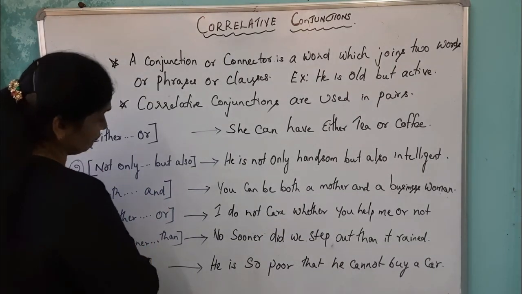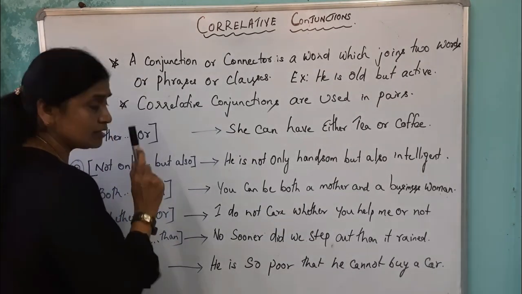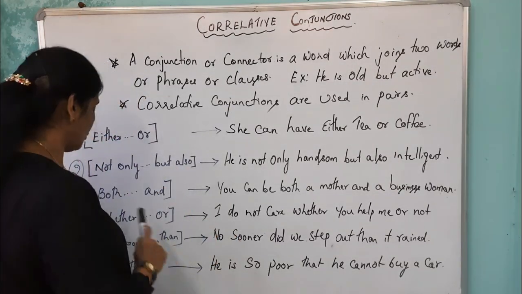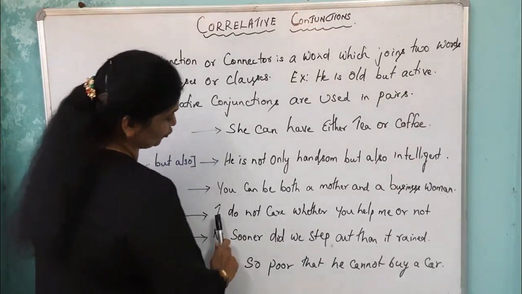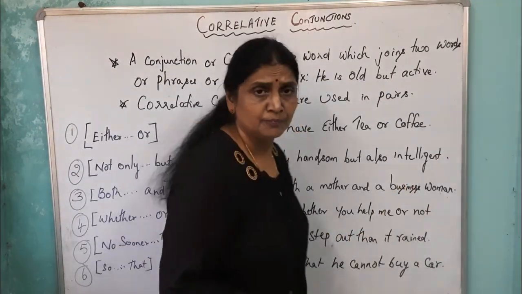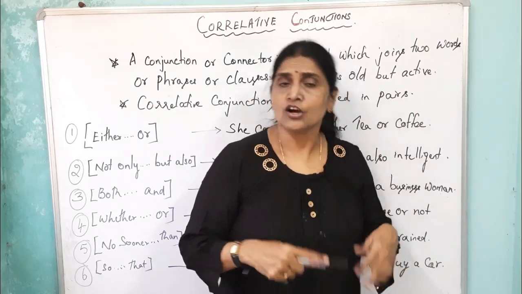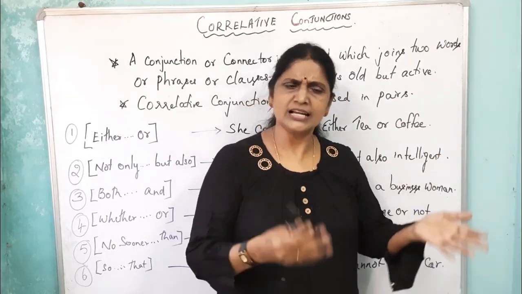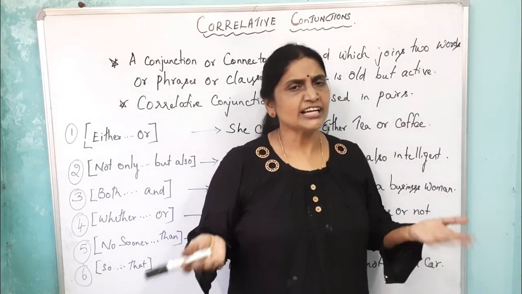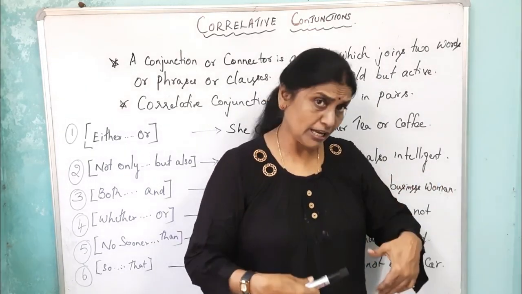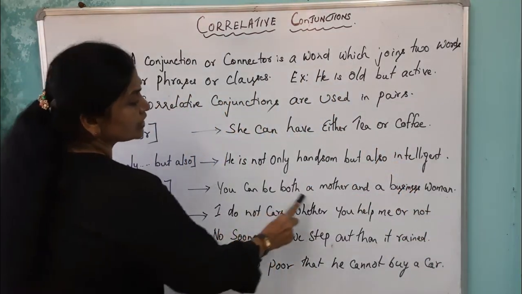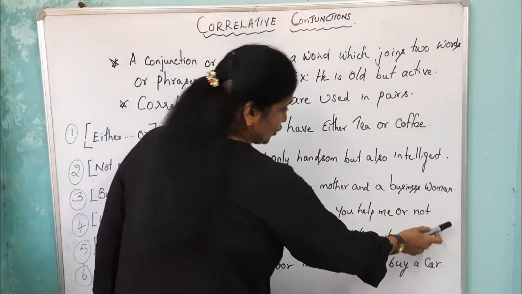Now next one, whether or. Whether or, O-R, not A-R-E, it is O-R. The example I've given you is, I do not care whether you help me or not. This or that. If you don't help me also, okay. If you help me also, okay. I don't require your help, but if you are willing to help me, fine. Otherwise, no problem. So I do not care whether you help me or not.